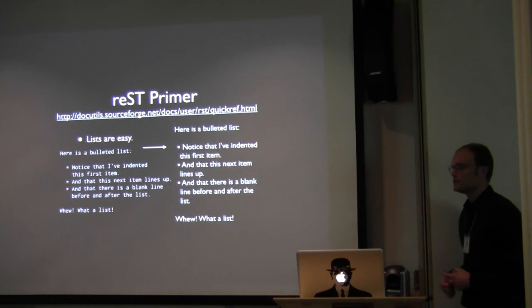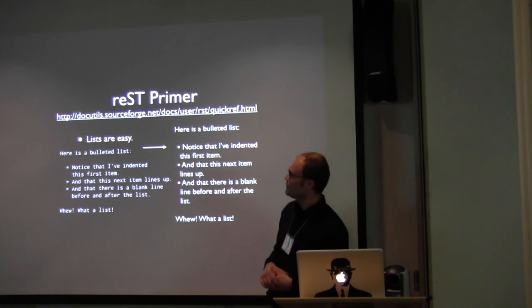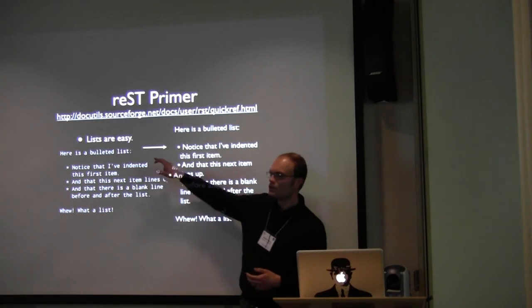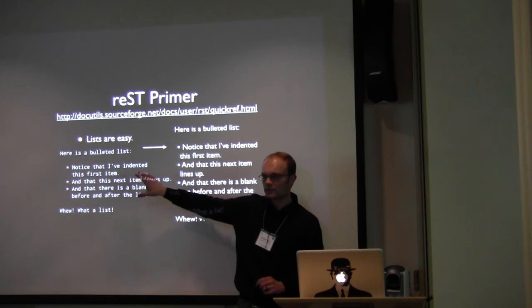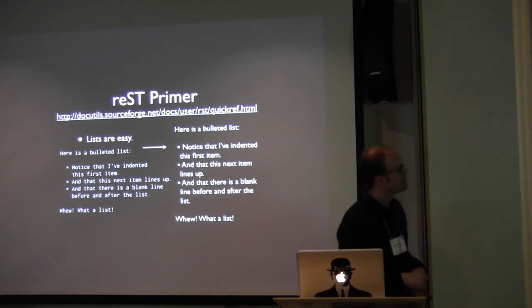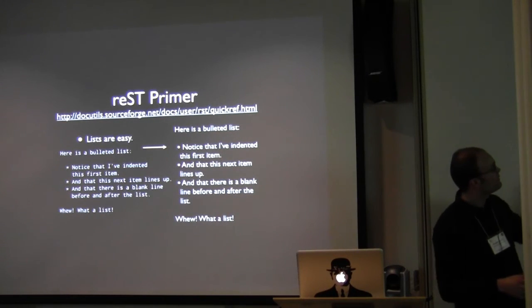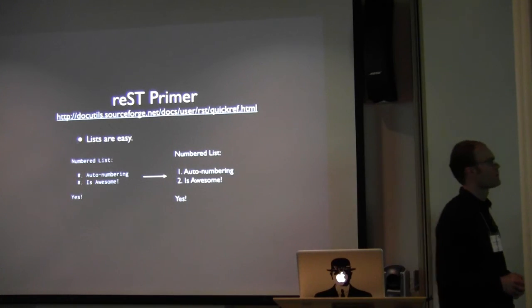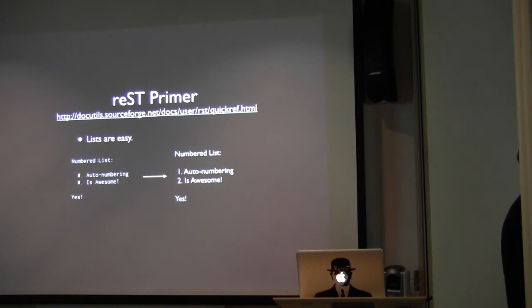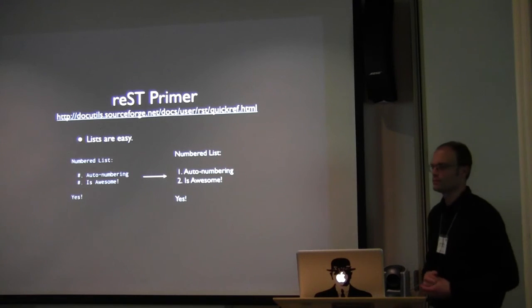Lists are really easy in REST. You can see here, again, you have to be careful that there are new lines above and below your list, and your list has to be indented. But it's just this simple. You type on the left and you get what's on the right. You can do auto numbering in lists. So if you add a new item in your list between what's already existing, you don't have to go through and change all the numbers. It'll do it for you.